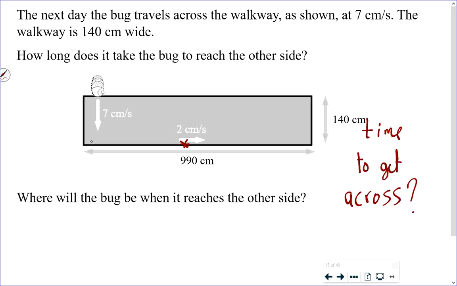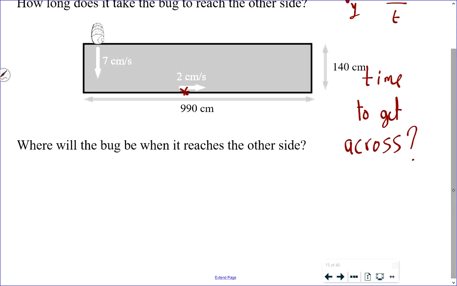If you wanted to use a formula, you're using speed equals distance over time, and let me cut to the chase now. The reason we're going to put 140 in for D and 7 in for V is that these are both y components of its motion. If you want to find out how long it takes to move 140 centimeters in the y direction, you have to use the speed in the y direction. So when we put those numbers in, you get the speed, 7 centimeters per second, equals 140 centimeters over the time.